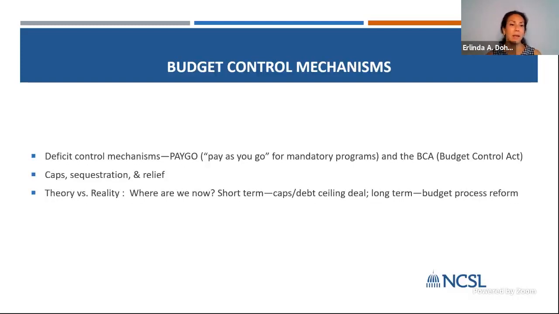Then we have caps, sequestration, and relief that are also mechanisms that Congress can use to rein in some of the spending and make cuts and revenue increases in other ways. And again, this is theory versus reality, right? So this whole process in general, we've got these steps that are laid out that were enacted by the Congressional Budget Act in 1974, but rarely does our budget process ever truly follow this pattern.